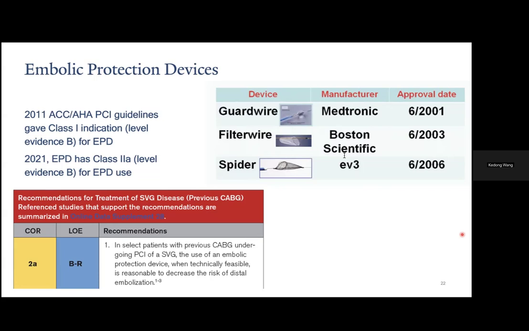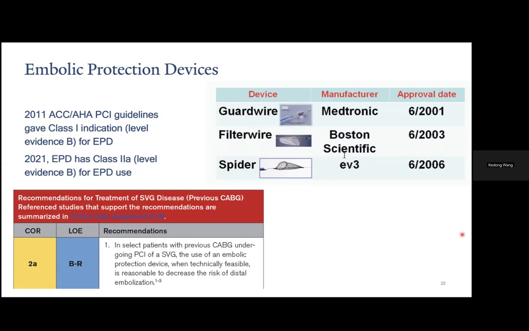The updated, most recent 2021 guideline about protection devices took a more conservative stance with a class 2A recommendation. So here are some embolic protection devices. The GuardWire is no longer available in the US. And maybe some of you in the audience might know, but I have trouble finding out why it was discontinued in 2017. Wondering if anyone knows if there's a particular reason why.